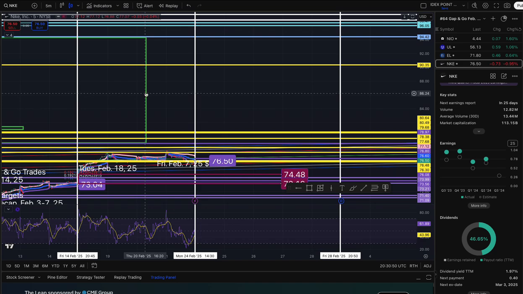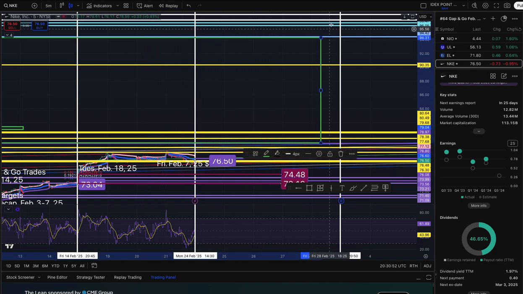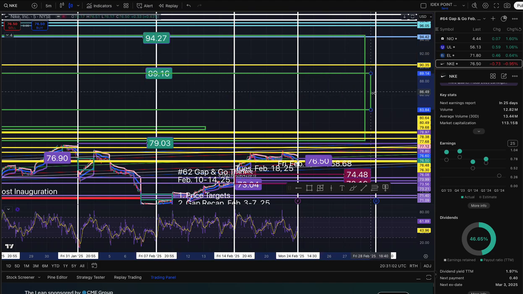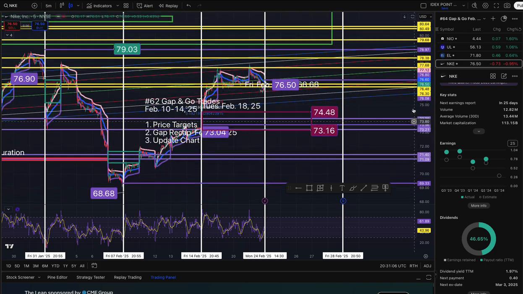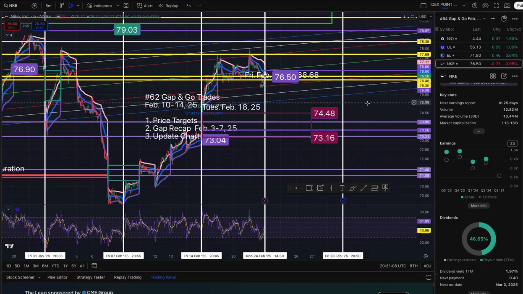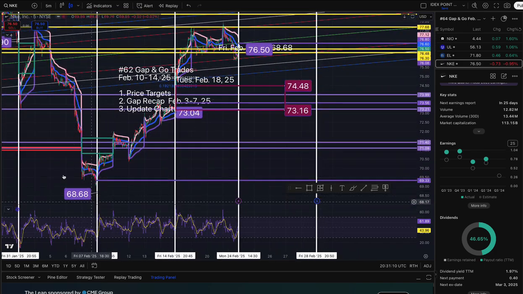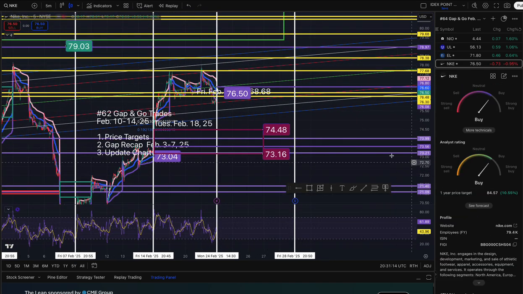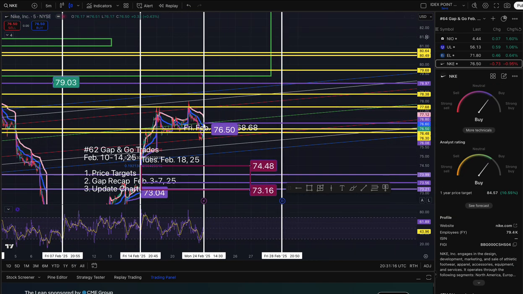All right, and we've got this gap taking us to roughly 94-ish, starting down here, 79.03, and then we have this gap within a gap. All right, but that is not in the channel, not in the zone, not even close. Here were your great buy opportunities. The 1-year price target is 84.57.